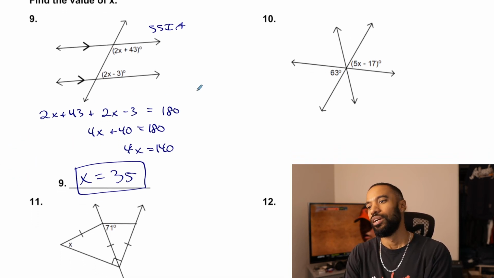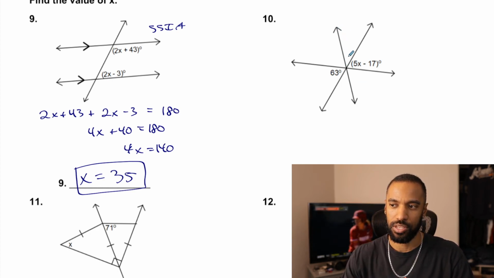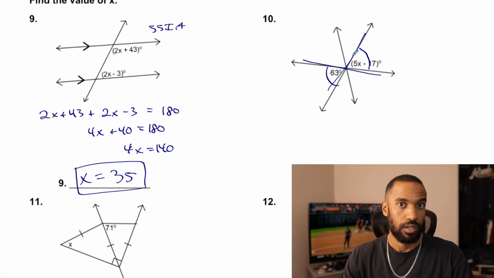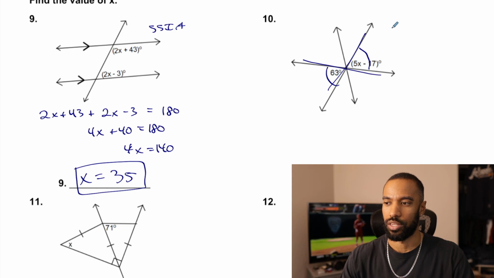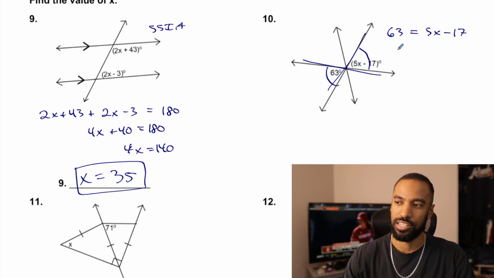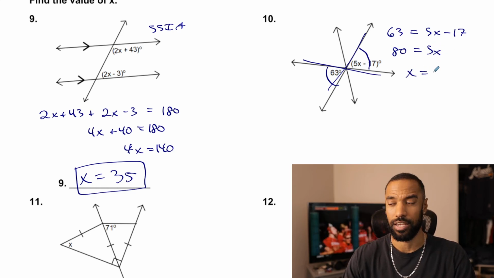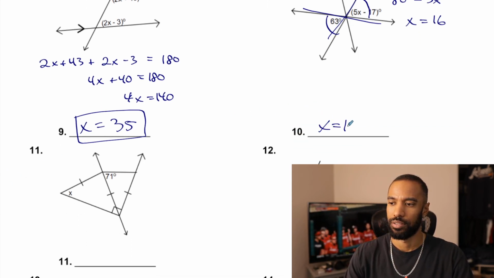That's okay. Number 10. Now, we didn't have this same problem, but we've had a very similar setup. Remember, this line does nothing for this angle and this angle. These themselves are vertical angles, angles opposite each other from intersecting lines. They're congruent to each other. 63 equals 5x minus 17. Add 17, you get 80. 5x equals 80. Divide by 5, you get x equals 16. So x equals 16 there.